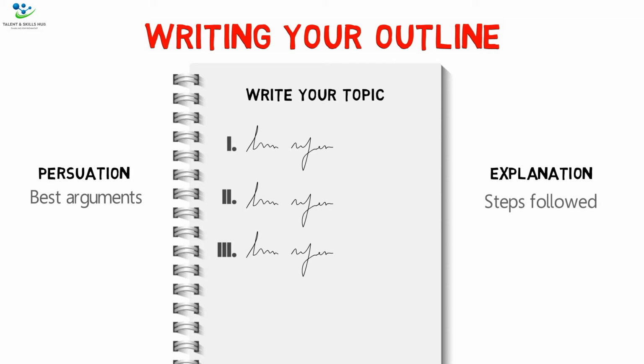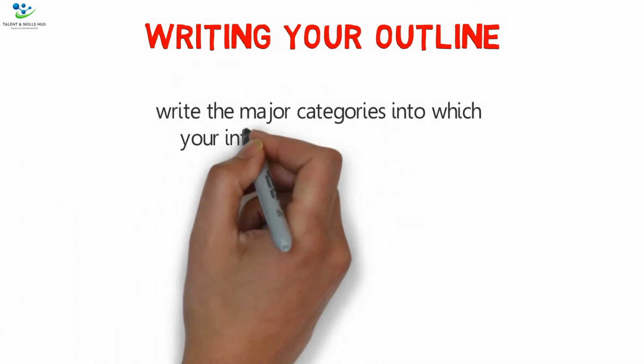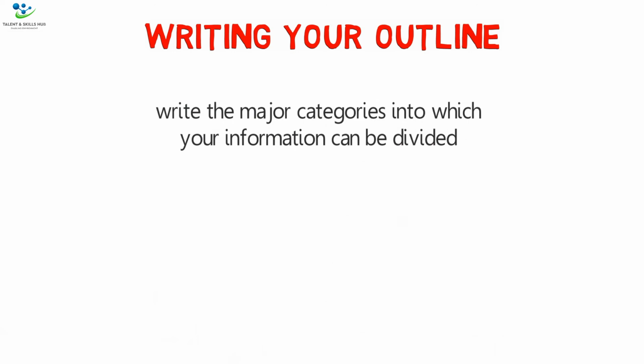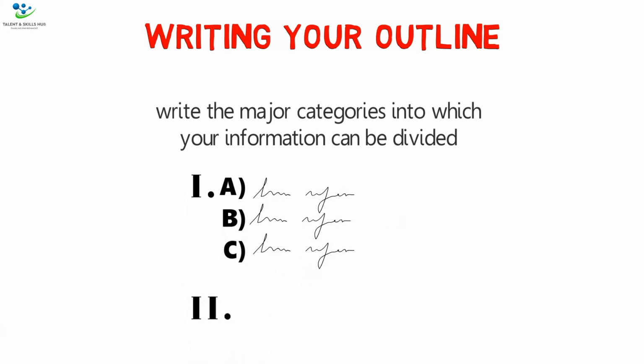You will probably need to group these into categories. If you have trouble grouping the steps into categories, try using beginning, middle, and end. If you are trying to inform, you want to write the major categories into which your information can be divided. Under each Roman numeral, write A, B, and C, down the left side of the page. Next to each letter, write the facts or information that support that main idea. When you finish, you have the basic structure for your essay and are ready to continue.